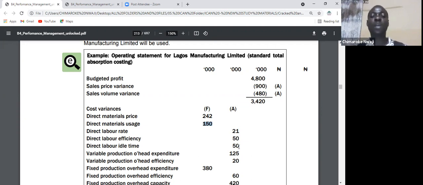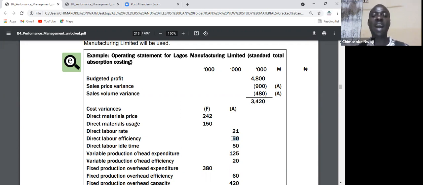All right, direct labor efficiency, 50,000. What could that be? It could be that they didn't use their time well. The labor efficiency, the hours that they are supposed to have used was not used well. So that means the total number of hours that was budgeted for them, they exceeded it. You're supposed to use a particular amount of hours and you used more than that.